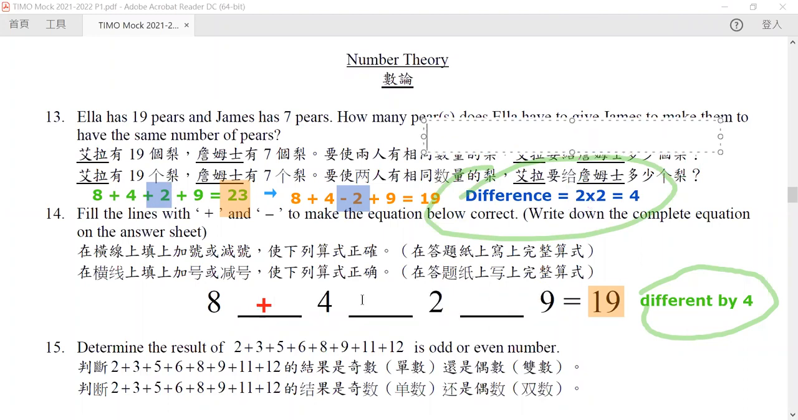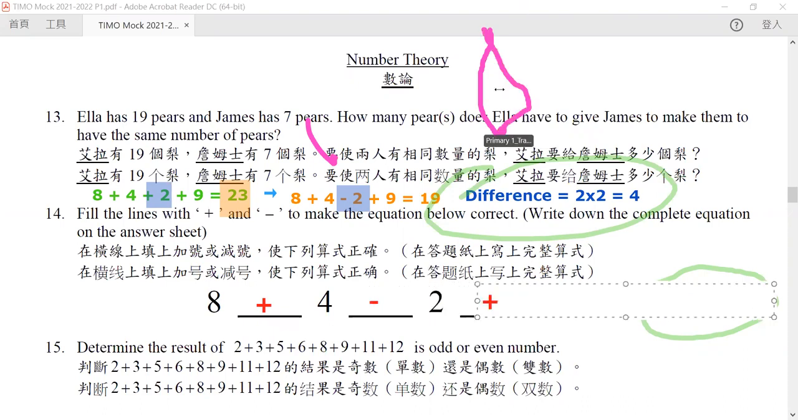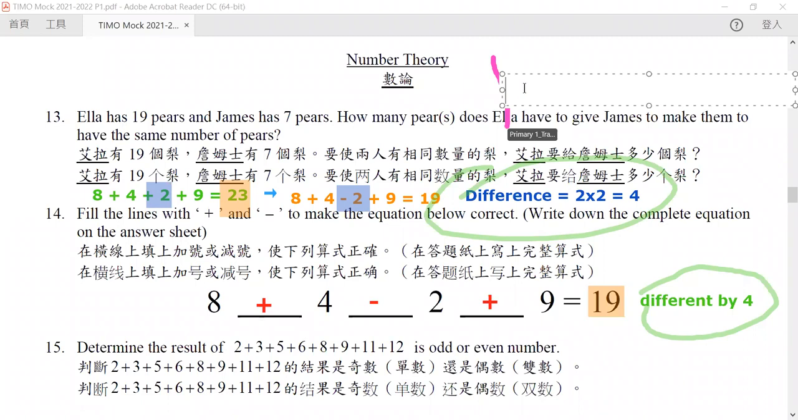Okay, so our answer is 8 plus 4 minus 2 and then plus 9. Okay. So let's go to our question number 15.